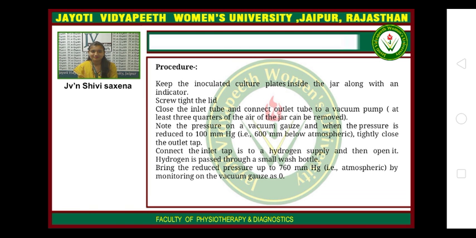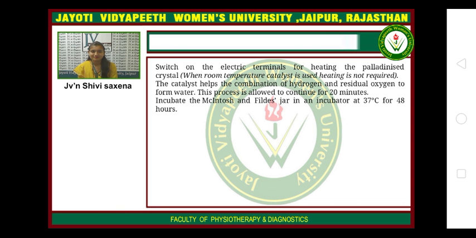Connect the inlet tap to a hydrogen supply and then open it. Hydrogen is passed through a small wash bottle. Bring the reduced pressure up to 760 mm Hg by monitoring on the vacuum gauge as 0, and switch on the electric terminal for heating the palladinized crystal.